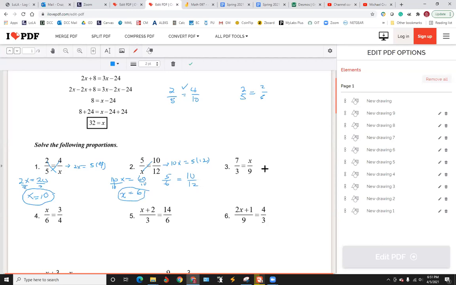So see if you can work out this next one here. What happens when you multiply and multiply?